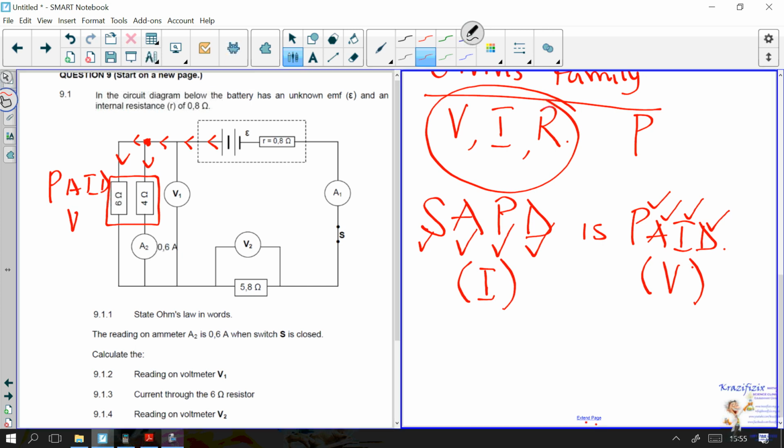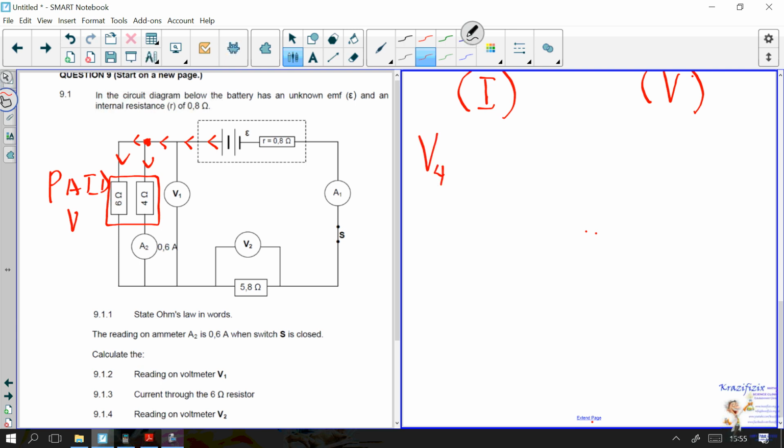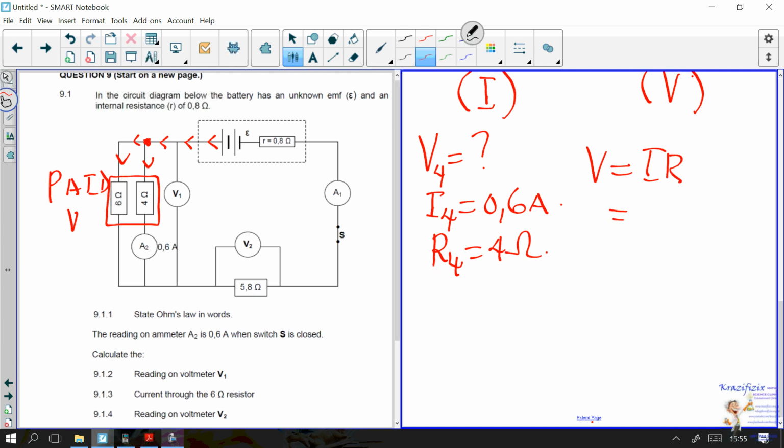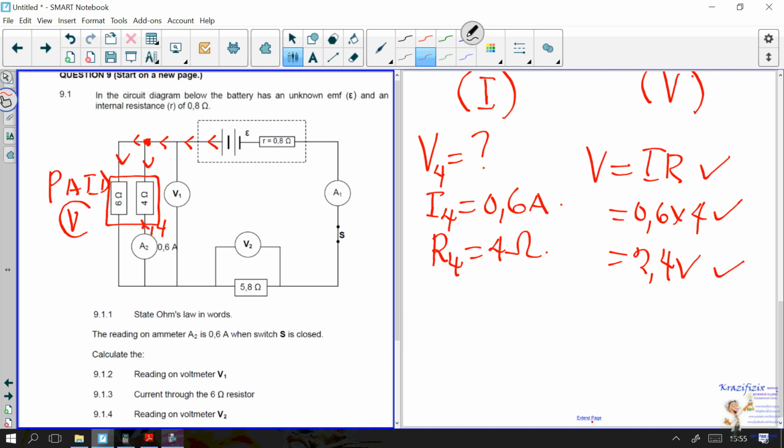What do you know about the 4 ohms? V4 is unknown. I4 is 0,6. And R4 is 4 ohms. Your Ohm's law, straight. V equals IR. 0,6 times 4. 2,4 volts. 1, 2, 3. Done. Now, because this is 2,4, potential difference remains the same. On these, I'm also going to have 2,4 volts. On the voltmeter as well, connected in parallel, 2,4 volts. We're done there.